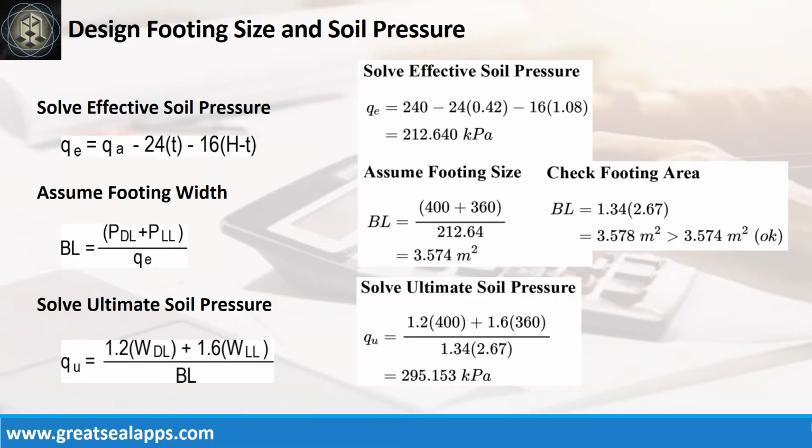Given allowable soil pressure equals 240 kPa, depth from natural grade line equals 1500 mm, and assumed footing depth equals 420 mm, the effective soil pressure is 212.64 kPa. Given axial dead load equals 400 kN and axial live load equals 360 kN, the footing width is 1.34 meters and footing length is 2.67 meters. The ultimate soil pressure is 295.153 kPa.